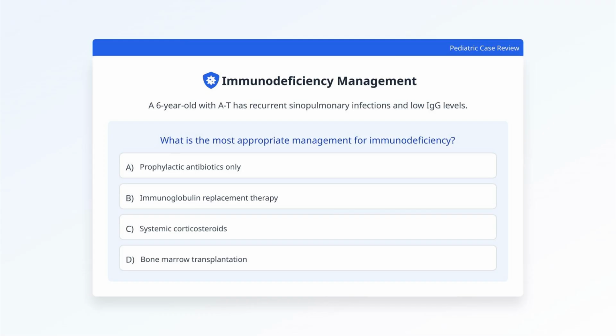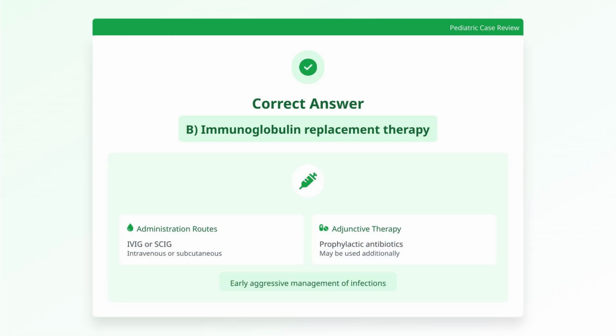A 6-year-old with ataxia telangiectasia has recurrent sinopulmonary infections and low IgG levels. What is the most appropriate management for the immunodeficiency in this patient? A. Prophylactic antibiotics only. B. Immunoglobulin replacement therapy. C. Systemic corticosteroids. D. Bone marrow transplantation. The correct answer is B.